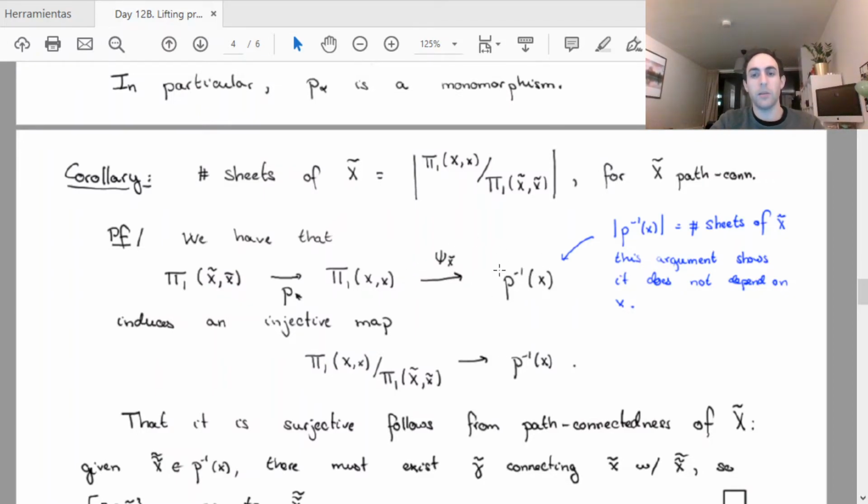When does this fail to be surjective? But a moment of thought tells you the following. Basically, this will fail to be surjective when x tilde is not path connected. Why? So let's suppose x tilde is path connected. This is one of the hypotheses of the corollary.